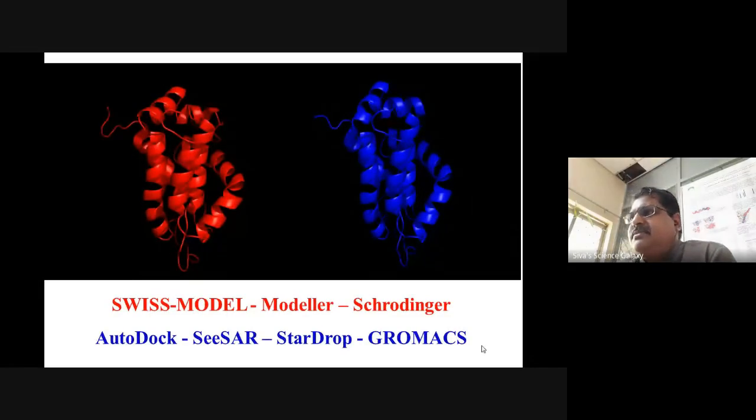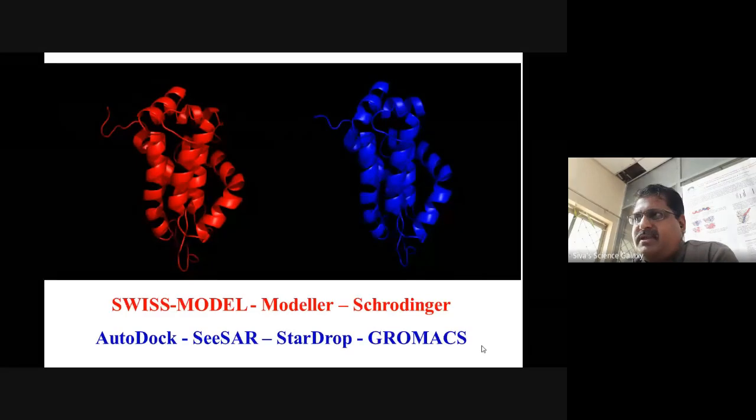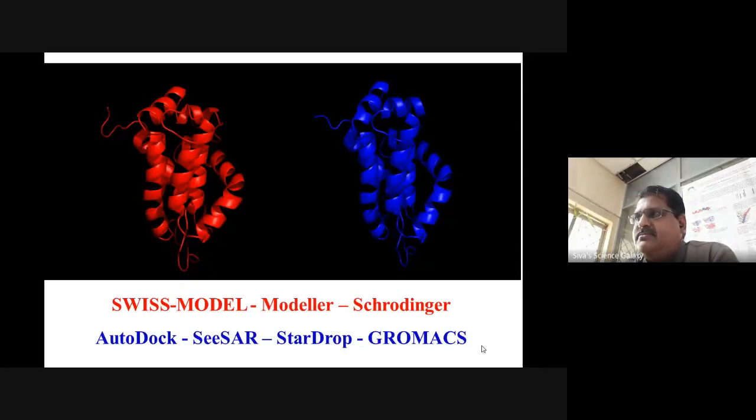That's it. So now on the screen, you can see the 2 structures, blue and red. I think it's clear, right? Red color and blue color. The red one is the template structure. The blue one is the modeled structure, the target structure. So using homology modeling, you can predict the 3-dimensional structure of protein molecules.